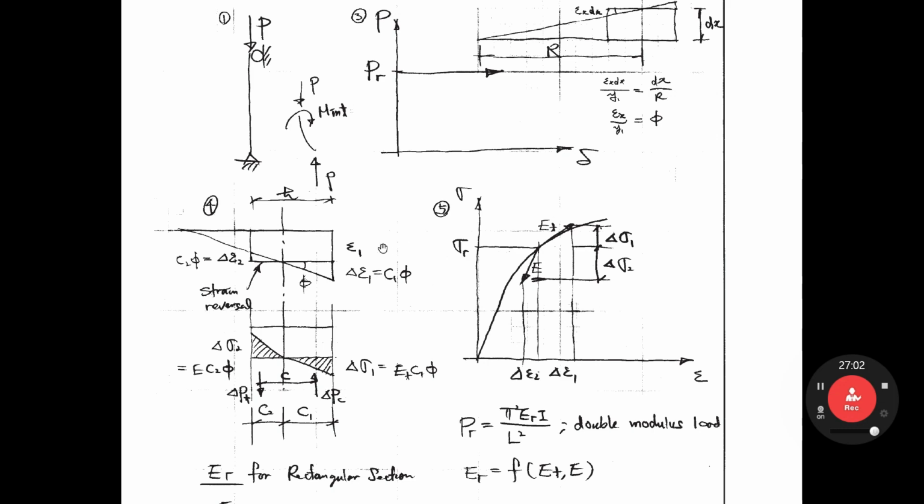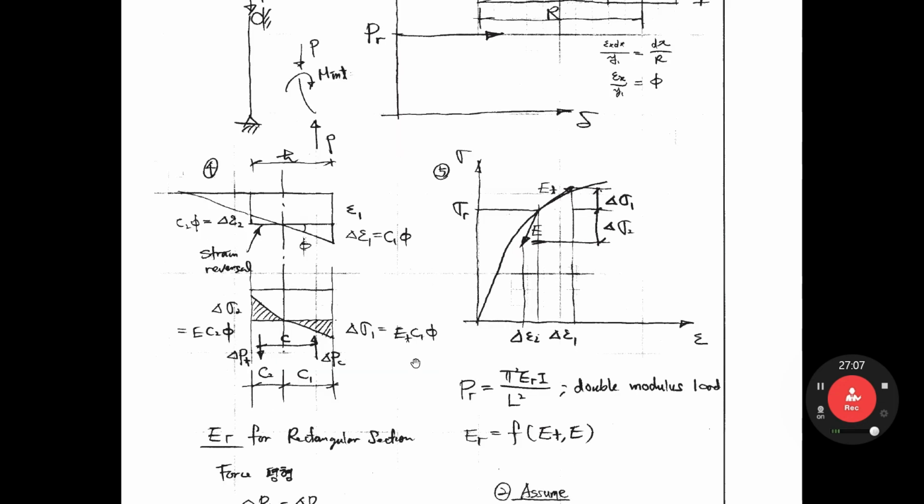So this equation satisfies. Now let's calculate stress. As you see, the strain always keeps the plane, the straight line. That is strain. But stress is different. How to calculate this stress?